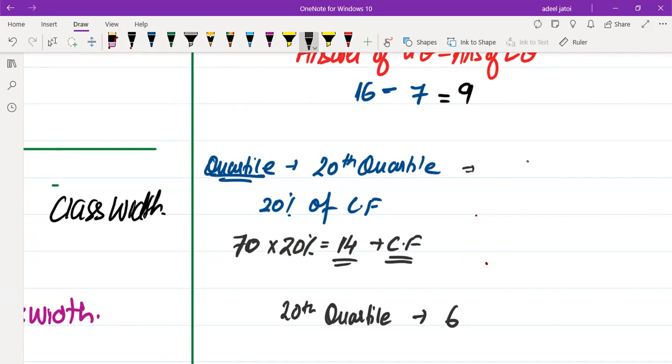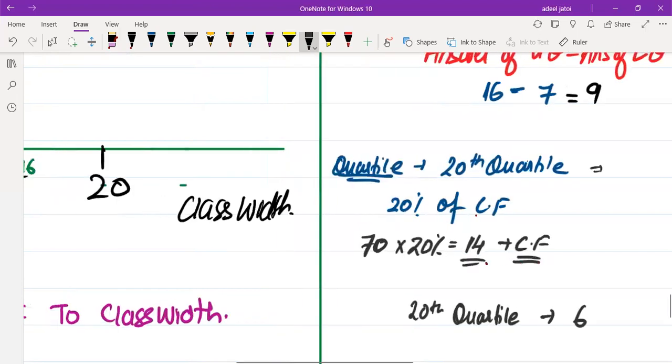So if the question says 70th quartile, that means 70% of the total cumulative frequency. If it says 35th quartile, then 35% of the cumulative frequency. Your cumulative frequency value will be dragged across to the curve to get the value from the graph for the quartile.